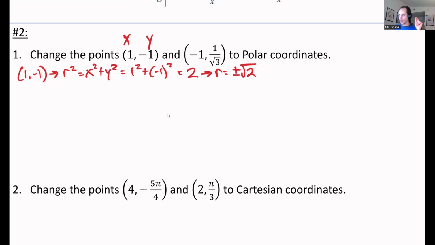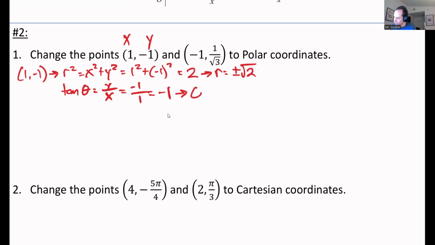Now to get theta. We got r, let's get theta. Here's our second formula. Tangent theta equals y over x. So the y here is negative 1. X is positive 1. So this is negative 1. So I asked myself, when does tangent theta equal negative 1? Well, it could happen in a couple places. It could happen in the second quadrant. It could also happen in the fourth quadrant.